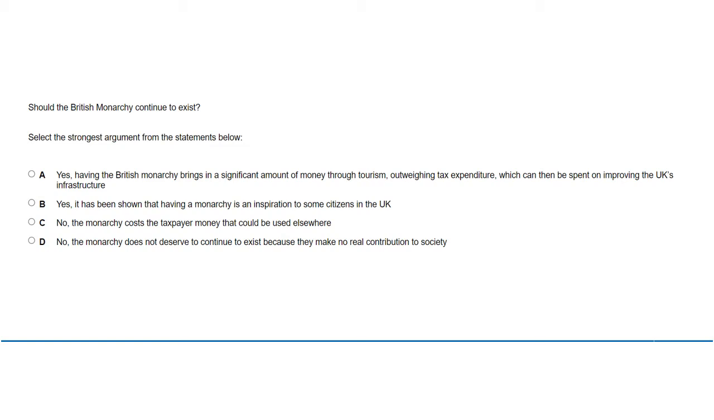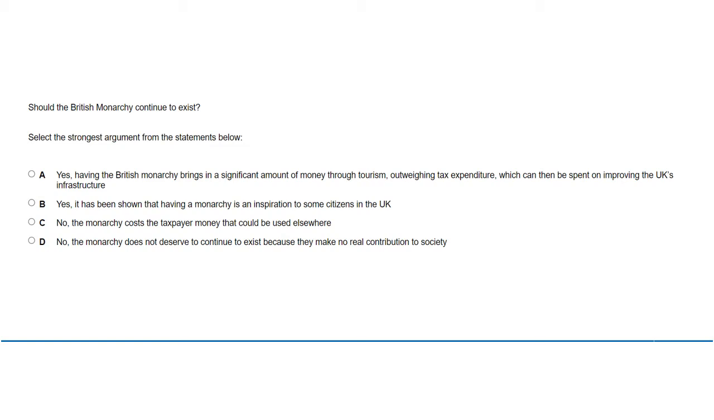C: monarchy costs the taxpayer money that could be used elsewhere. You can see C and A are kind of similar because they're focusing on the economic aspects, but C is much vaguer. It says it costs the taxpayer money, but it doesn't recognize that it might be raising money as well and balance up those two things. And "could be used elsewhere"? Well, could be used for what? Is it enough money to be significant? We don't know. So C is a much weaker argument than A.